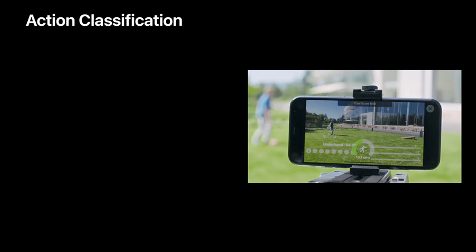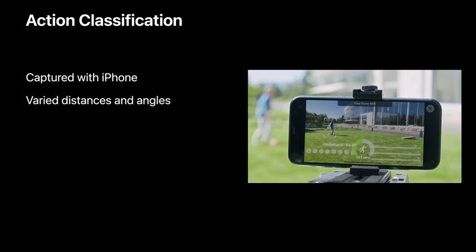Next, we'll look at the action classification model. Again, we wanted to train the model with data from conditions it's expected to operate in. Our action classification data was also captured with iPhone. In addition, we included data captured at varying distances and angles to account for the iPhone being placed differently when we played the game compared to when we captured the data for the model.